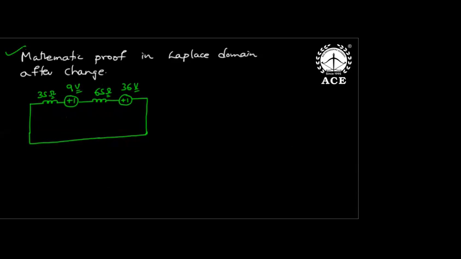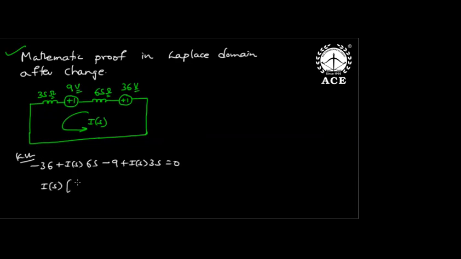But now we prove mathematically whether the law of conservation of flux or the law of conservation of energy holds. To find the total current I of s, I write a KVL: minus 36 volts plus I of s into 6s minus 9 volt plus I of s into 3s equals 0. So I of s times 9s is equal to 45. So I of s is 45 by 9s, that is 5 by s.